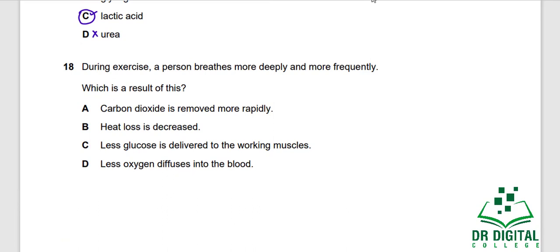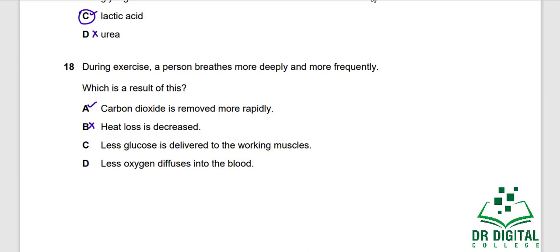In question 18, during exercise, a person breathes more deeply and more frequently. Which is a result of this? Carbon dioxide is removed more quickly. Yes, because when the breathing is deep and frequent, more of the CO2 will be removed. So A could be the correct answer. Heat lost is decreased. No, when you are breathing deeply and frequently, heat lost will be more. It will not be less.